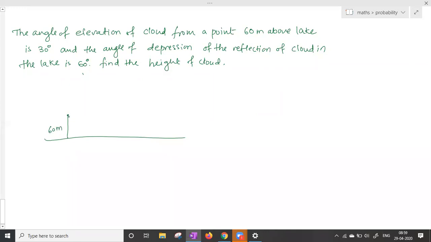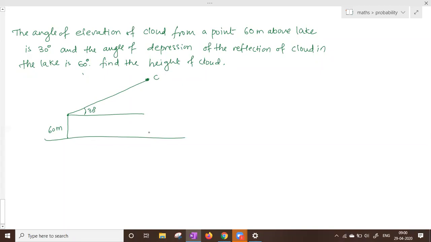Cloud is seen at an angle of elevation. The cloud height is more, suppose here. So from here to here, the angle of elevation is 30 degree. Now this is a cloud. Where is its reflection? Lake water is transparent. Here it will work as a reflecting surface.